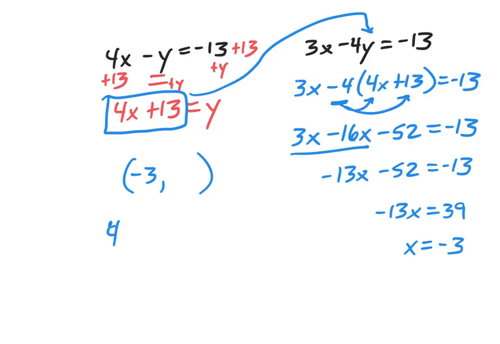So we're going to go 4 times negative 3 plus 13 equals y. So that would be negative 12 plus 13, which is 1. And that'd be our answer.